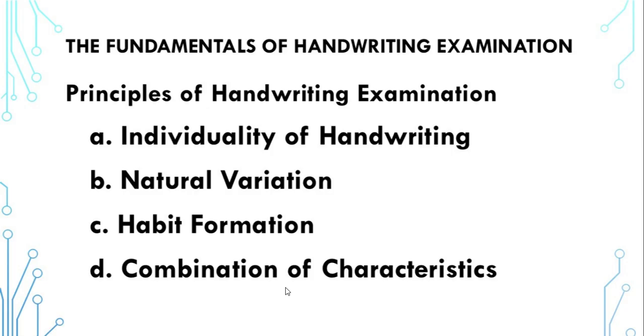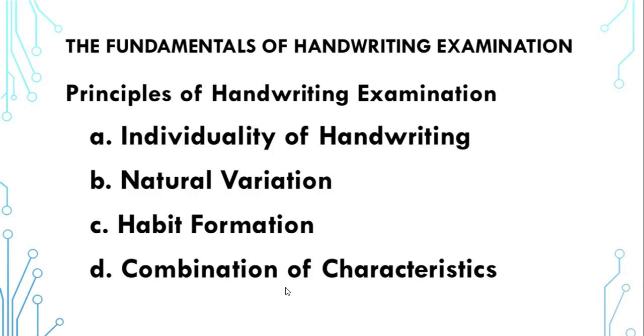The first one is the principle of individuality of handwriting. It says that no two individuals write exactly alike. Also, that handwriting is developed through a combination of learning skill and personal habits. Even identical twins will have distinguishable handwriting features.